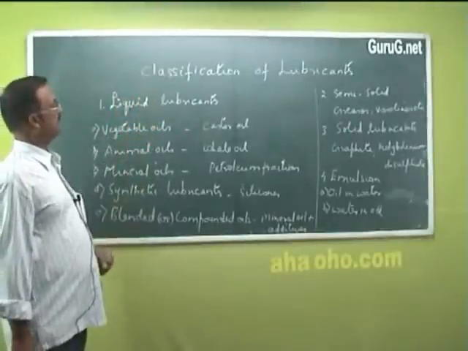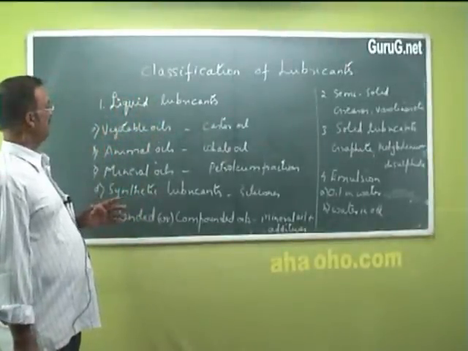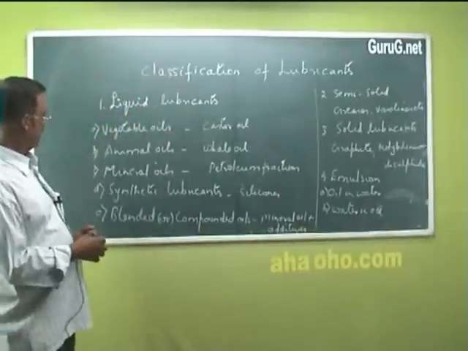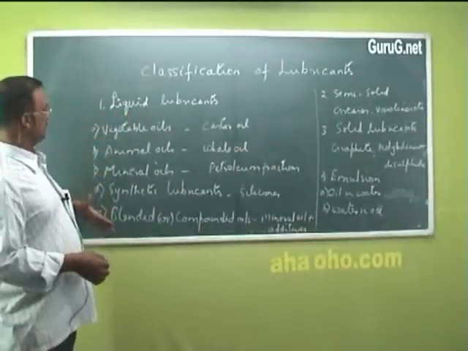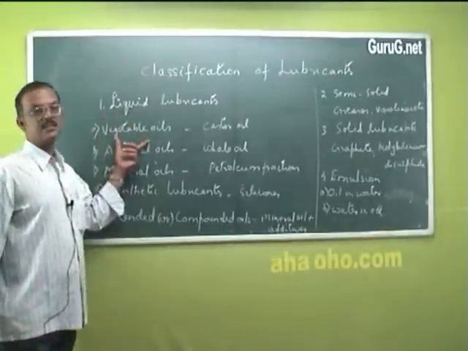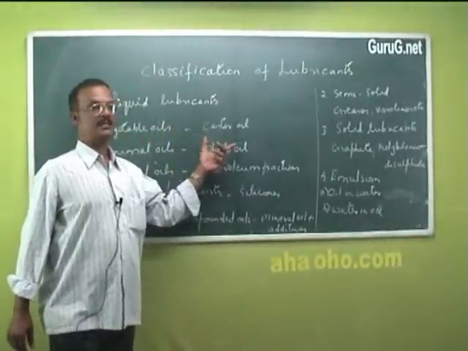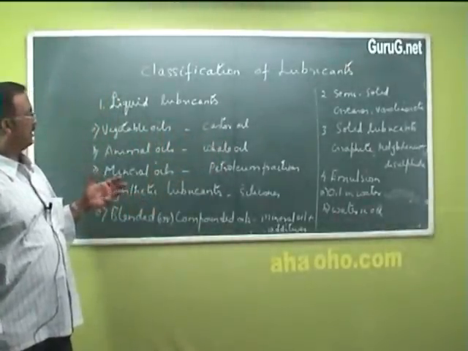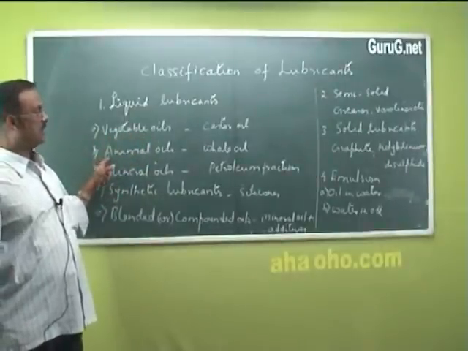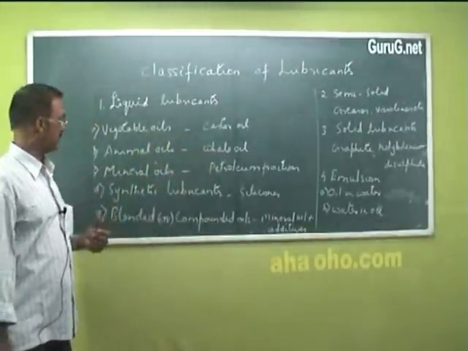Lubricants can be classified into 4 groups based on their physical state. The first one is liquid lubricants, and there are various examples of liquid lubricants. The first one is vegetable oils, like castor oil, which are used as lubricants and are of vegetable origin. Second is from animals, for example, whale oil. This is also used as a lubricant.